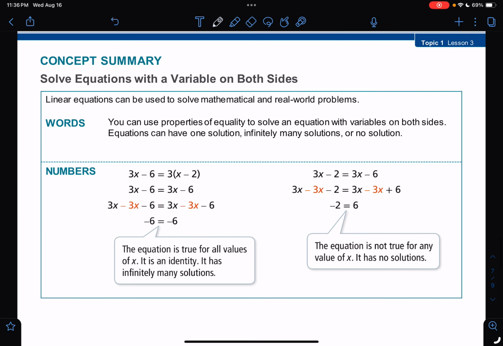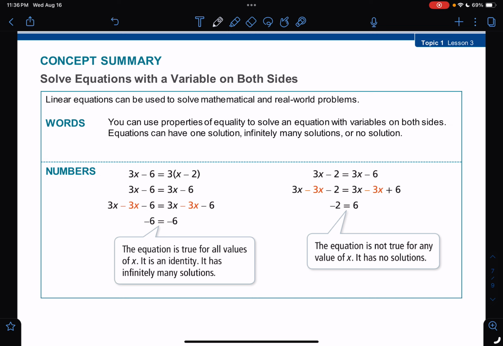All right. Concept summary. So we're just closing out today. This is what we learned today: solving equations with a variable on both sides. Linear equations can be used to solve mathematical and real-world problems, which we saw. So in words, this means that you can use properties of equality, which we learned earlier this week, to solve an equation with variables on both sides.